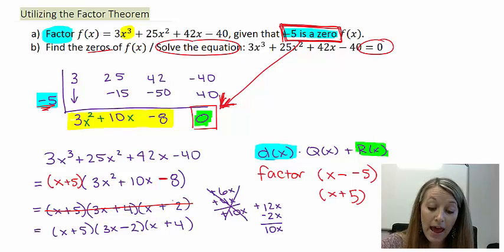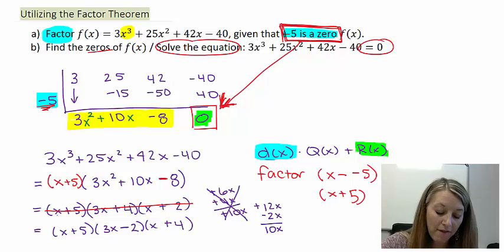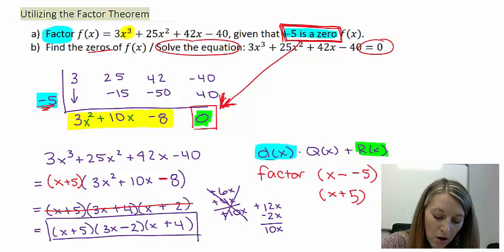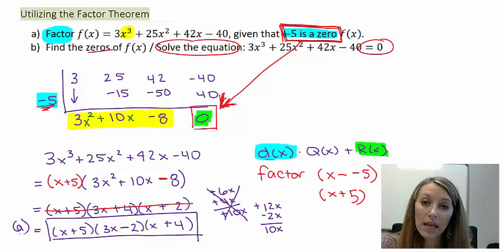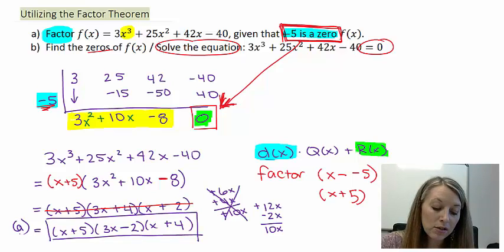So in part A, if we want to factor this completely, now we have it. We are down to linear or degree 1 pieces in all of this. So this is my answer to part A. Now we get to use this to find the zeros of the polynomial.